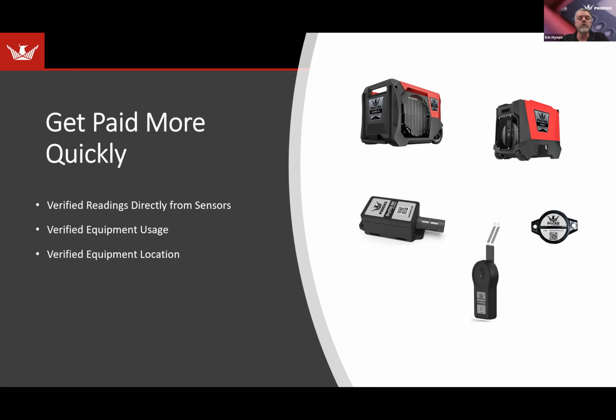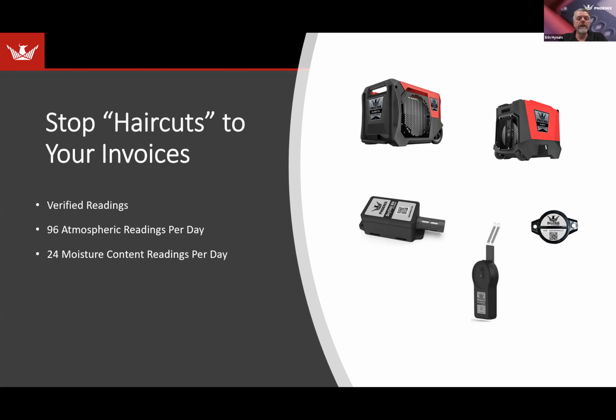When I submit a DryLINK drying report with this verified information, I get paid more quickly. And more than that, it can stop haircuts to your invoices. We have verified readings coming from sensors, and you can put as many of these readings on the drying report as you like, but in the web portal, you can actually see 96 atmospheric readings per day and 24 moisture content readings per day. So you have a lot of data backing you up.